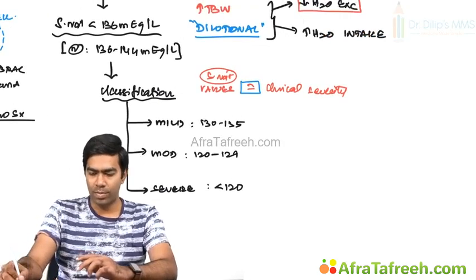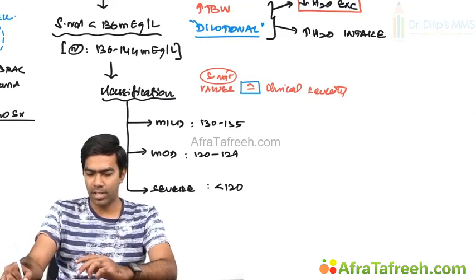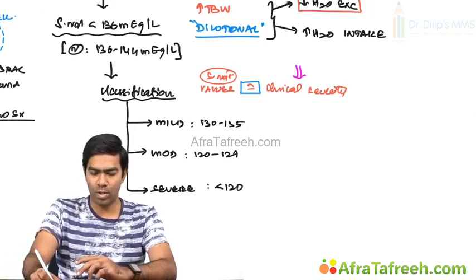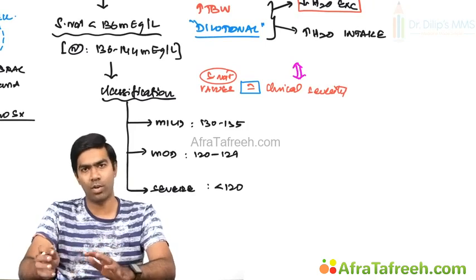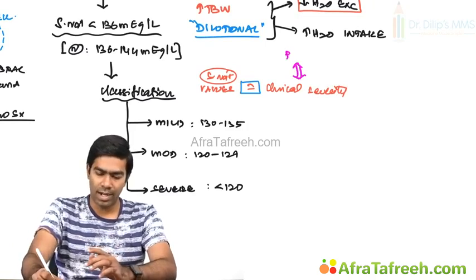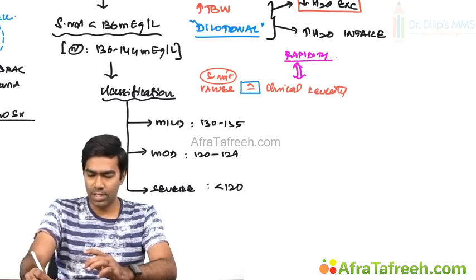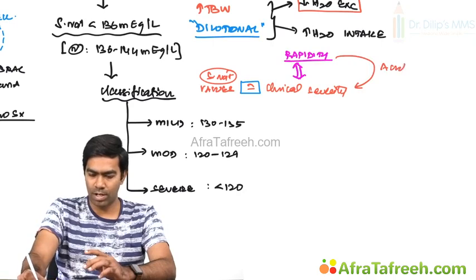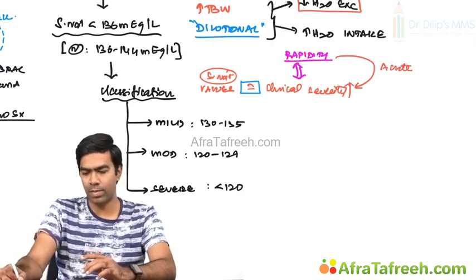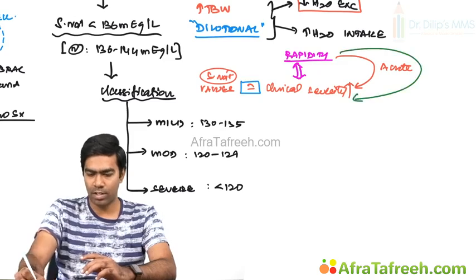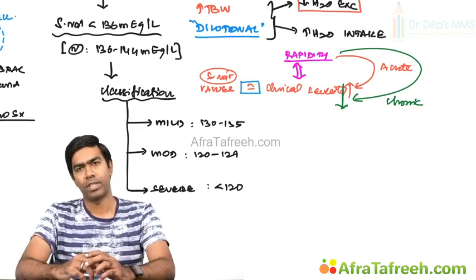So what predicts the clinical severity? One thing that predicts the clinical severity more accurately than the actual value is the rapidity of development of hyponatremia, which means if the patient has acute hyponatremia, the severity is going to be higher, whereas if the patient has chronic hyponatremia, the severity can be much less.